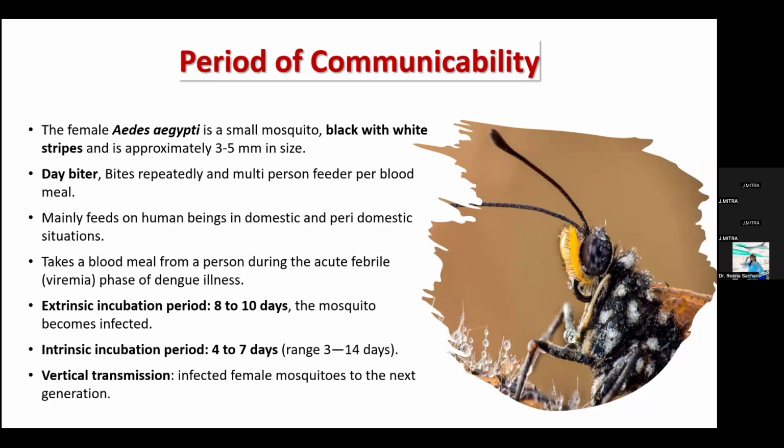The extrinsic incubation period seen in the mosquito is about 8 to 10 days, and the mosquito then becomes infected. After biting a healthy person, the intrinsic incubation period of 4 to 7 days is there. That may range as short as 3 days to as long as 14 days in a healthy person, and thus the patient starts developing the symptoms of dengue. One thing more to emphasize here is that vertical transmission in the infected female mosquito is also seen.